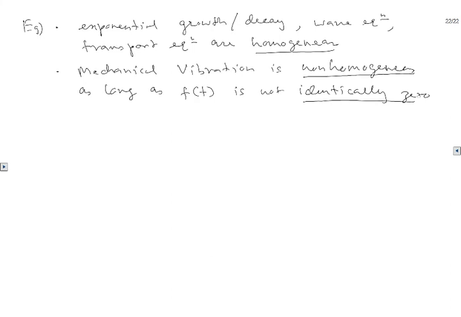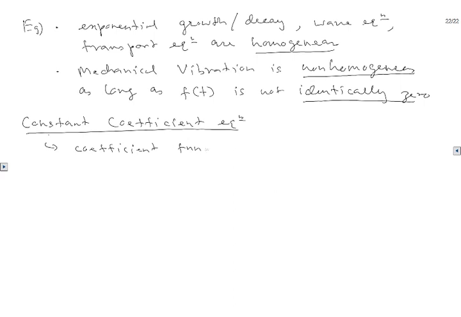The next type is what we call constant coefficient equations. Constant coefficient equations means the coefficient functions are constants. We can spend a lot of time on this type because those are the easy types.